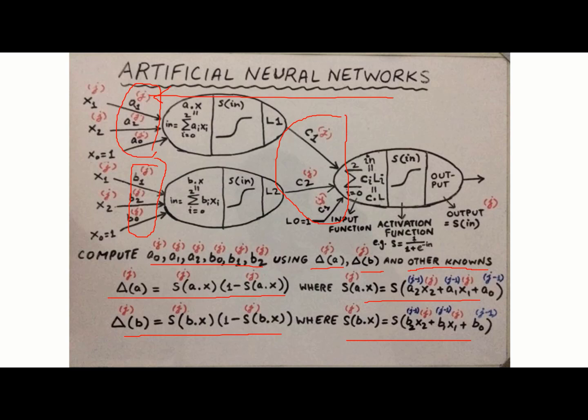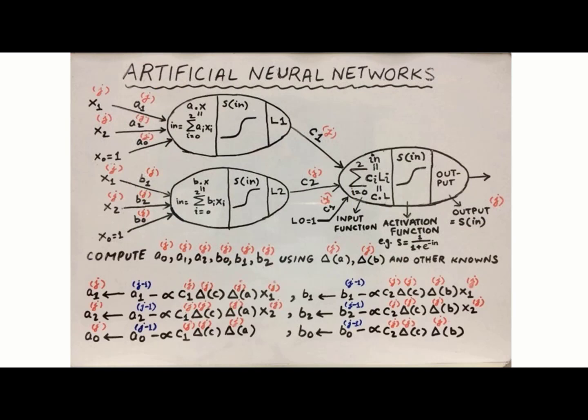So basically we are again using the coefficient values computed in the previous iteration and multiplying them with the current data values. So for instance, SB.X is the sigmoidal function applied to B2 from the previous iteration multiplied by X2 from the current iteration plus B1 from the previous iteration multiplied by X1 of the current iteration plus B0 from the previous iteration. So once we know delta B and delta A, we next show how to update A's and B's coefficients.